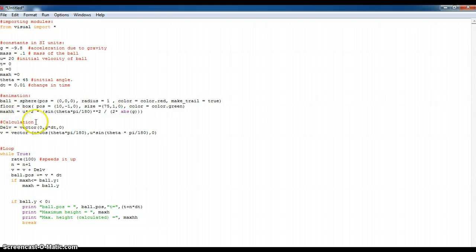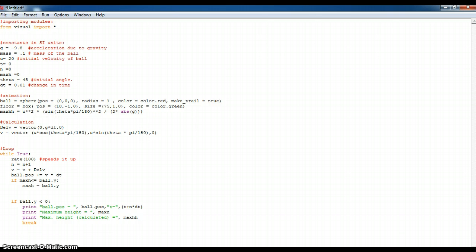So now let's look at some of the calculations. Del v equals vector 0, g times dt, 0. g times dt gives the change in velocity of the y component of the motion, and we know that since the x component does not change in projectile motion, it's 0, and the z component is 0 too.